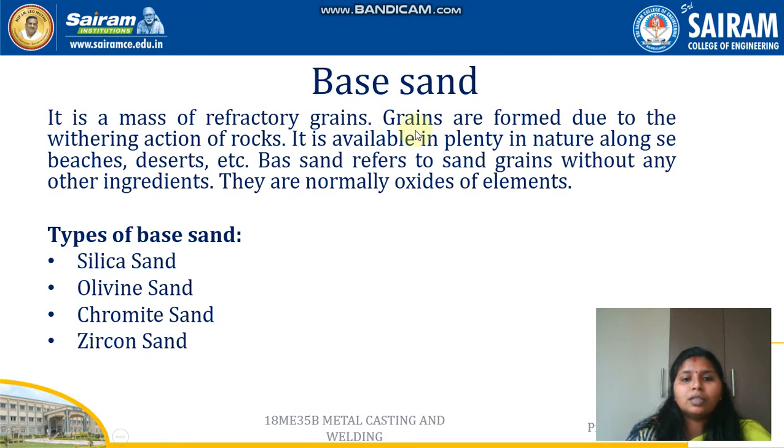The first and most essential thing for molding is the base sand. It is a mass of refractory grains. Grains are formed due to the weathering action of rocks. It is available in plenty in nature: seas, beaches, deserts, etc. Base sand refers to sand grains without any ingredient. They are normally oxides of elements. There are different types of sands available: silica sand, olivine sand, chromite sand, and zircon sand. We shall see the types of sands in detail.